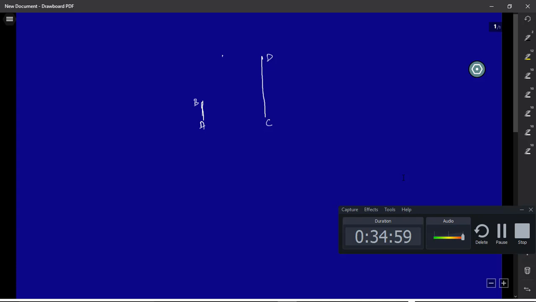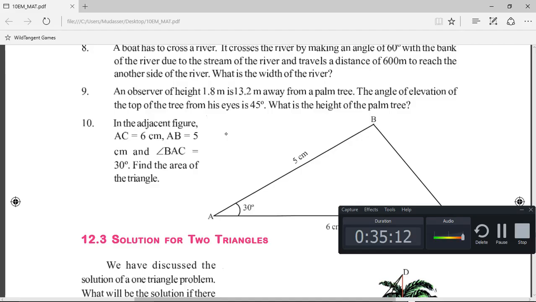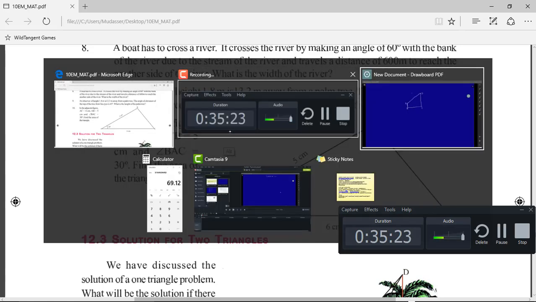So this observer AB is looking at the top of the palm tree, right? Let's say this is the ground. It says in the question, the observer is looking at the top of a palm tree, and this guy, the observer, is 13.2 meter away from the palm tree.